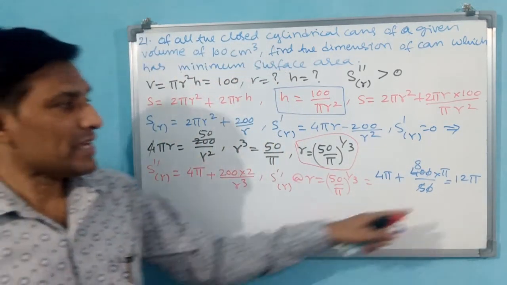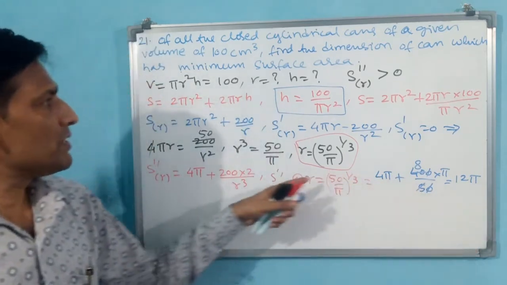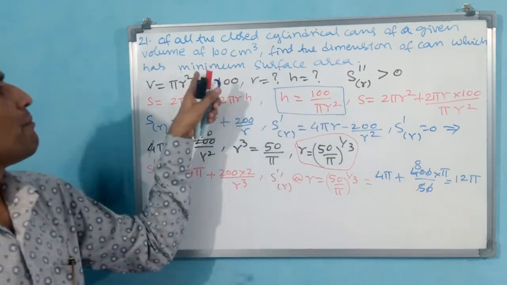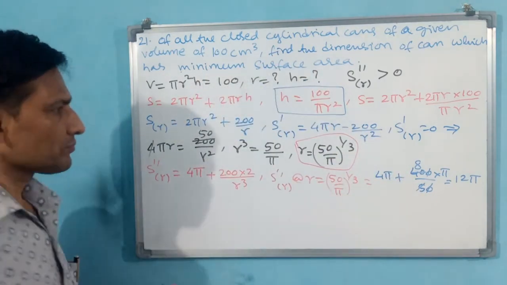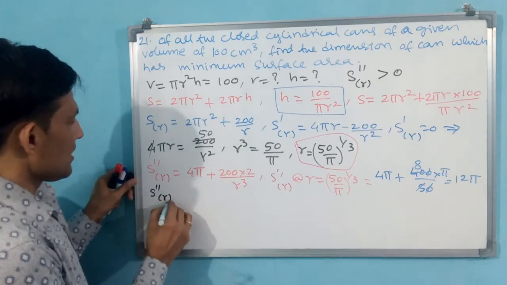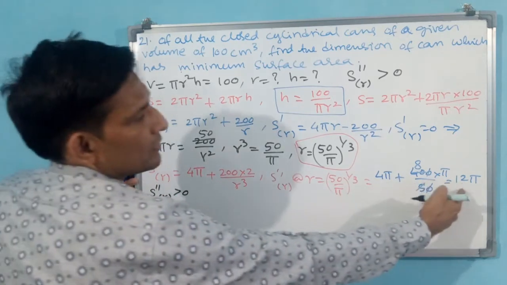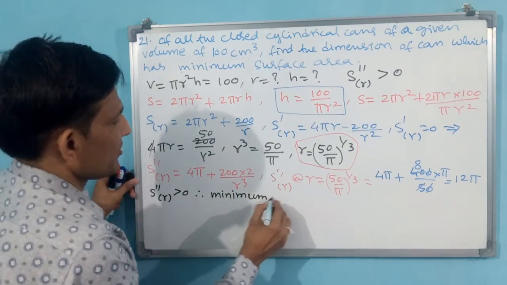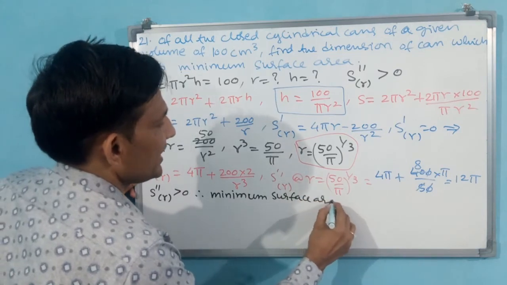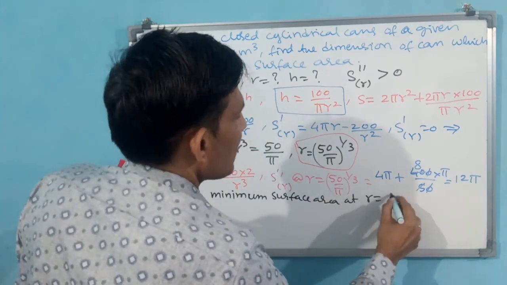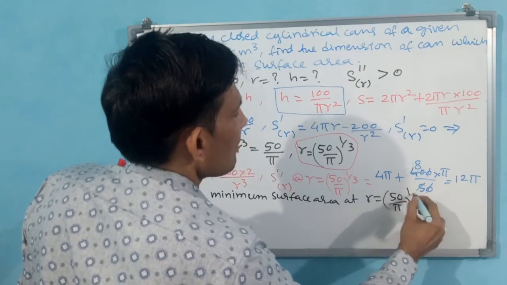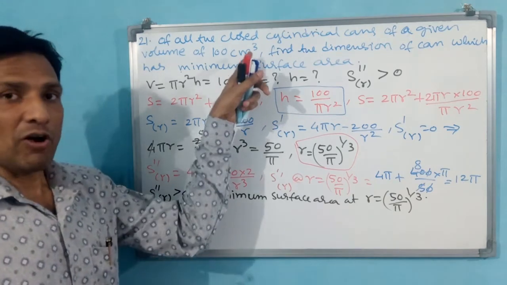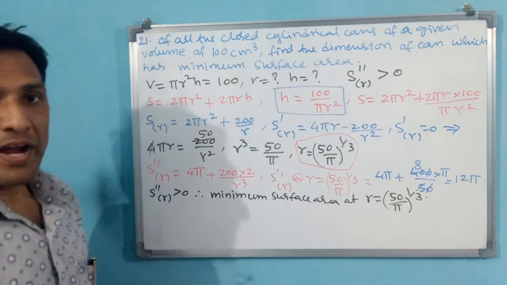Now you tell me, 12 pi is a positive value. Positive value means S double dash is greater than 0. Greater than 0 means minimum surface area. Okay, write down. S double dash is greater than 0. Therefore, minimum surface area at r is equal to (50 by pi) whole power 1 by 3. This is over. See, the question is minimum surface area. You have taken the hint, but finally you have to find the dimensions.